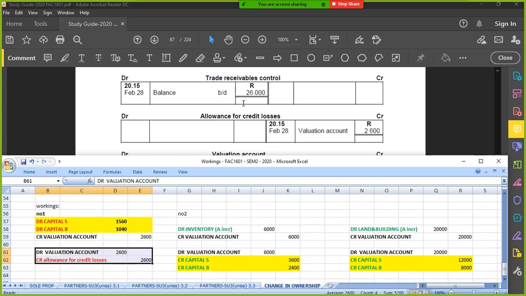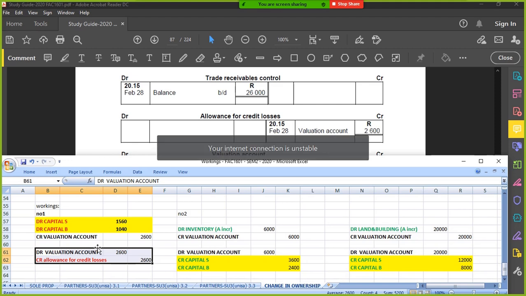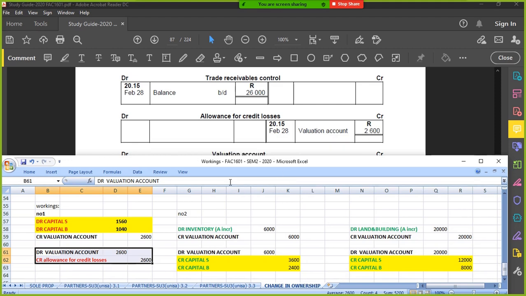Yes. All right, this is disclosure. When you disclose this in the statement of financial position, you will show trade receivables at 26, and then you'll show a minus 2,600, like what we've done there. Happy with that? Do you see the working? The working supports the answer. Okay, you're crediting the allowance. There's the credit for the allowance. Okay, why am I crediting the allowance? I'm crediting it because of the valuation accounts.